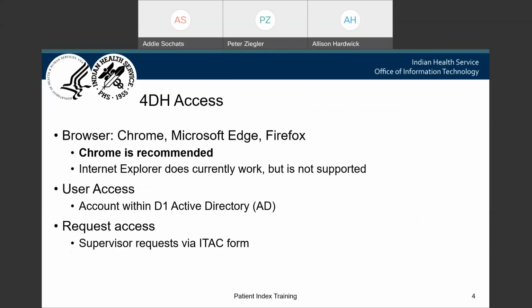A few notes here about 4DH access. We strongly recommend the use of Chrome. Also, Microsoft Edge and Firefox may be used. However, at this point in time, Internet Explorer does currently work, but it is not supported with these different modules. A user must have an account within the D1 Active Directory, and a user may request access through their supervisor, who at this point in time will fill out a request via the ITAC form. That may be changing in the upcoming months.